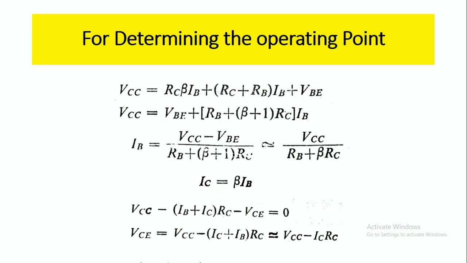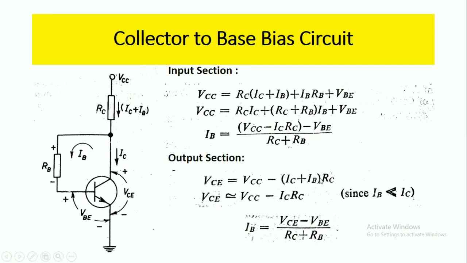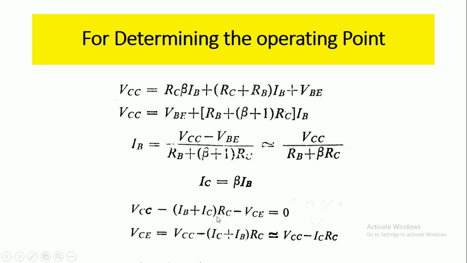So now we have to find the collector to emitter voltage VCE. This is the equation, which we already know: VCC minus (IB plus IC) into RC minus VC equal to 0. From this we can write VC equal to VCC minus (IC plus IB) into RC. This can be approximated as VCC minus IC RC, because the base current is very small compared to IC, so we can neglect that one.